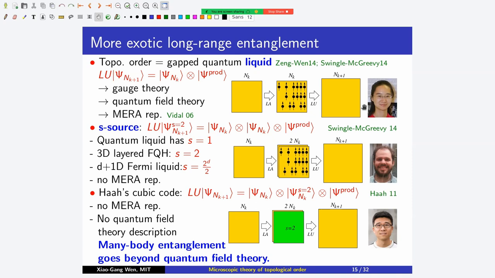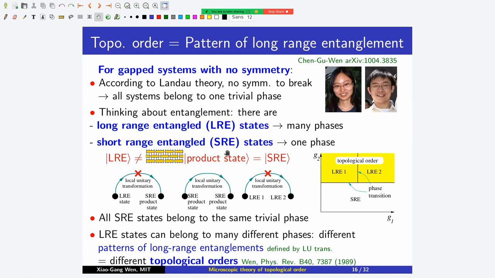Okay, so from here, then we can say that this long range entanglement, this topological order, can be viewed as a pattern for entanglement.